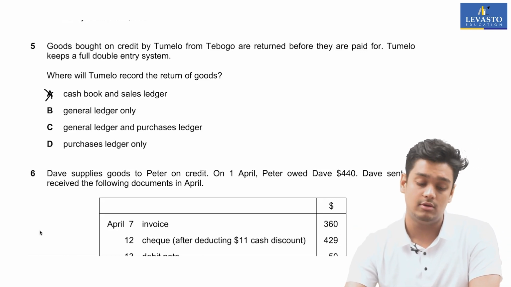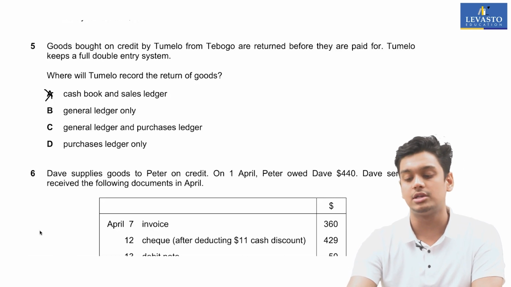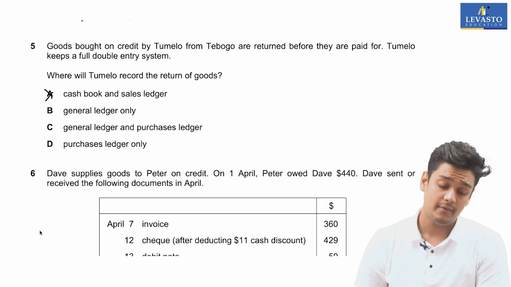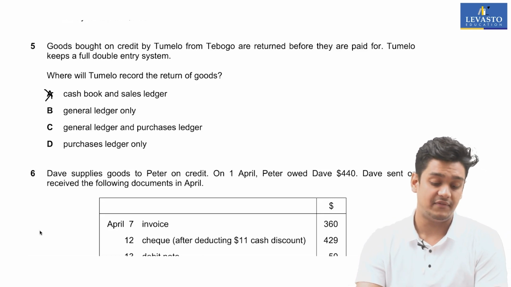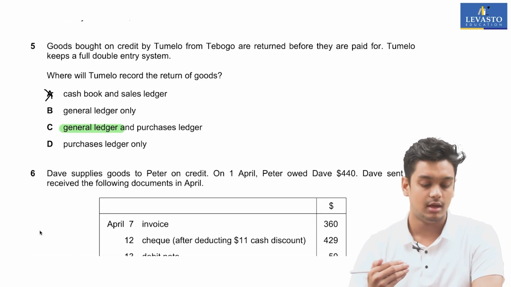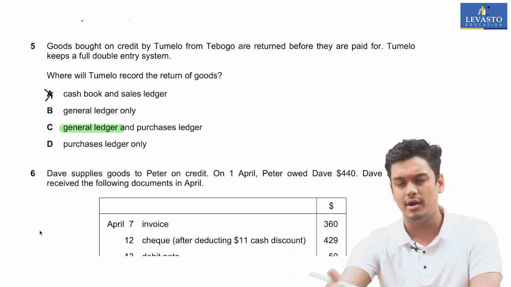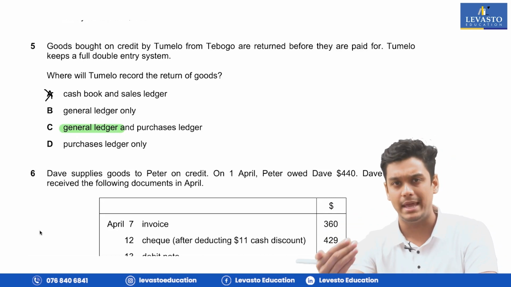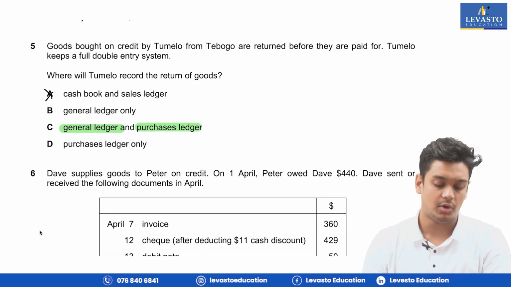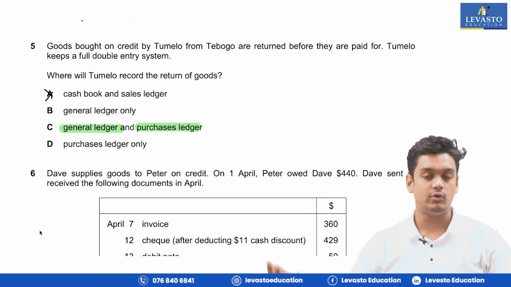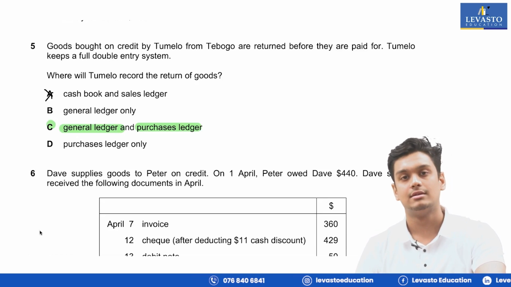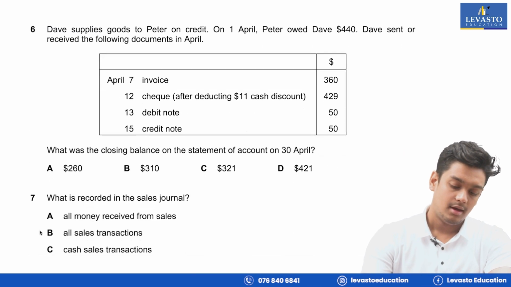General journal only. Now, yeah, I mean, definitely general journal is effective. Not that it's not. However, general ledger is effective. But in addition to the general ledger, who are you dealing with? You are buying goods from a supplier. You are dealing with a supplier. In other words, a trade payable. Trade payables are recorded in the purchase ledger. So both these ledgers would get affected for this one transaction. So the answer is C.